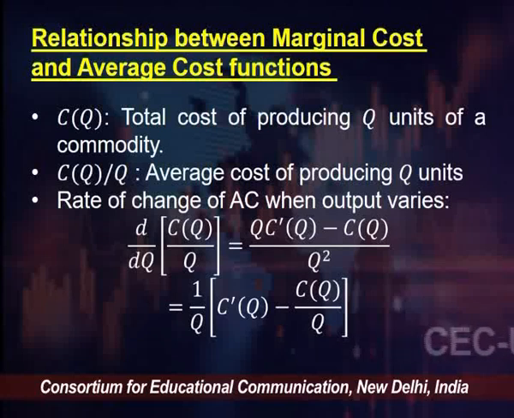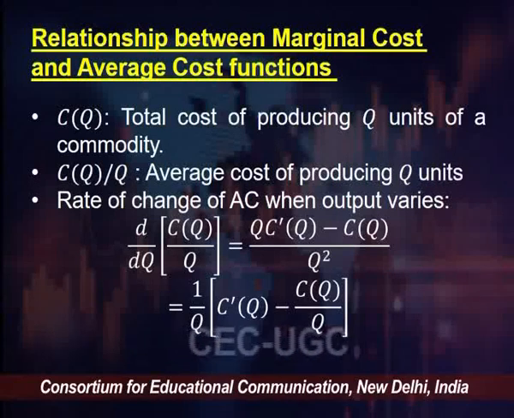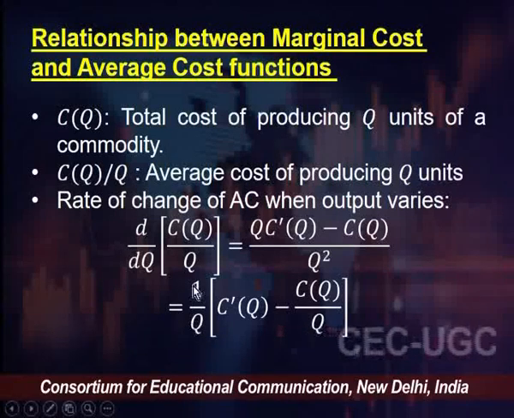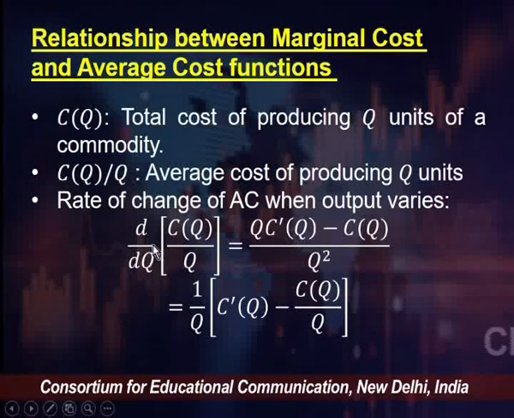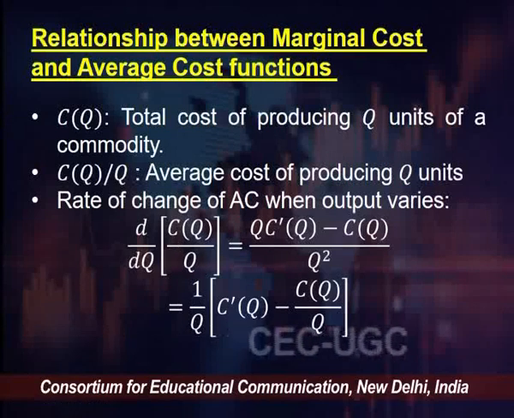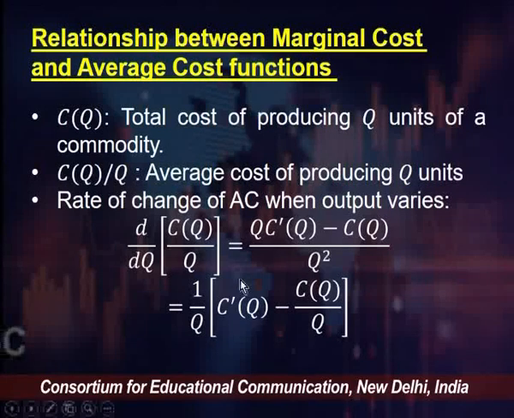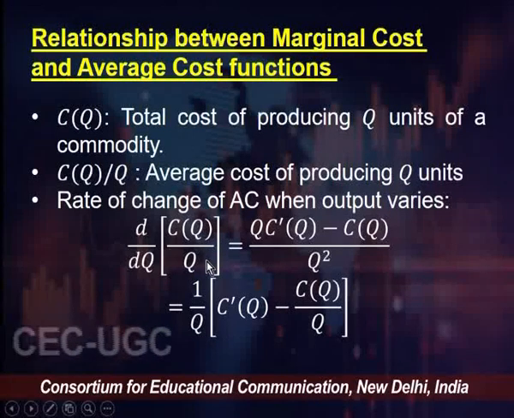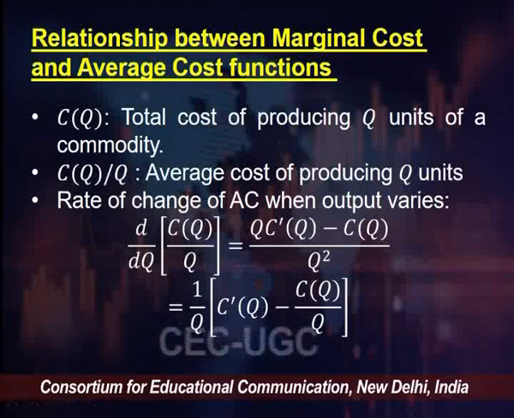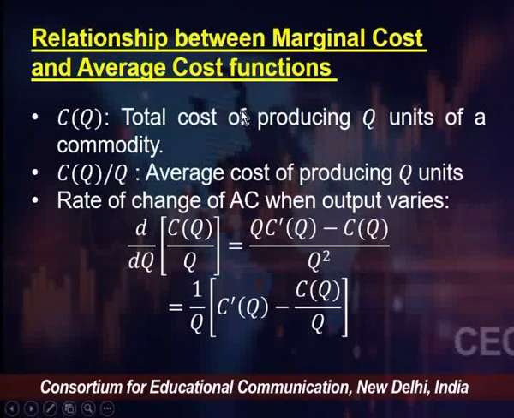Now let us suppose we look at the rate of change of the average cost when output varies. So this is an example from production theory. Even if you haven't done production theory, it's fine. You are in a position to now understand the structure of cost functions. If I want to understand the rate of change of the average cost, which is C of Q by Q, as output varies, we take the derivative of this with respect to Q.